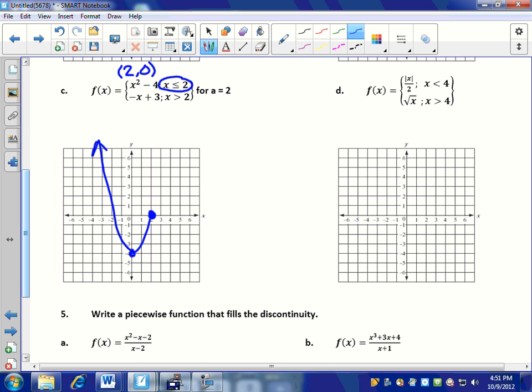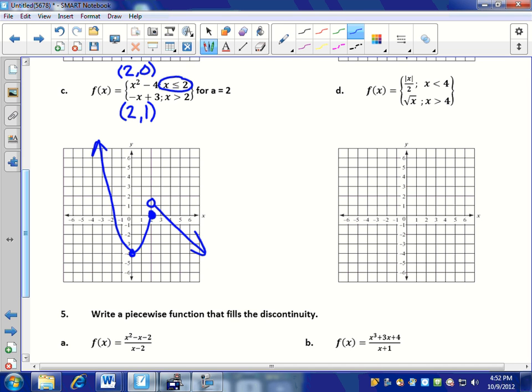Great. Negative x plus 3. You guys all know that's a line that heads down. Let's find my endpoint. I plug in 2, and I get 1. So up over 2, up 1. So I have an open circle there. Slope of negative 1. There's my line.